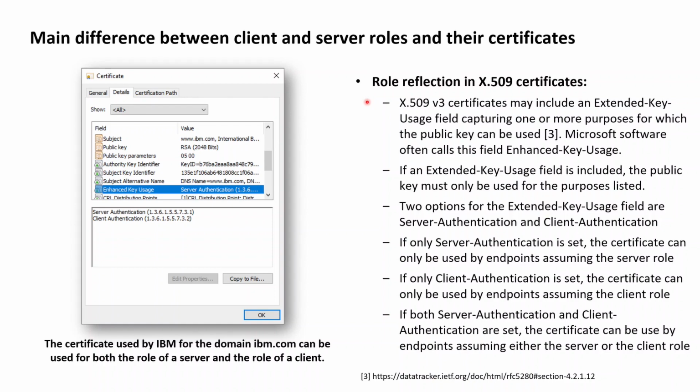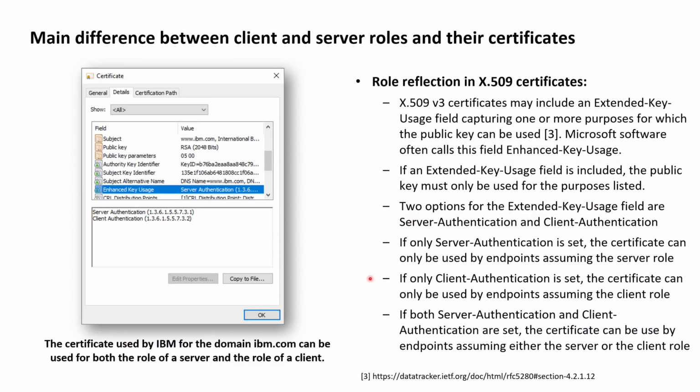If a version 3 X.509 certificate includes such an extended key usage field, then the public key contained in the certificate must only be used for the intended purposes listed in this field. Two of the intended purposes available to list within an extended key usage field are the purposes of server authentication and client authentication. If a version 3 X.509 certificate then only has server authentication set within its extended key usage field, then the public key contained in the certificate can only be used for authenticating an endpoint, assuming the server role within a TLS connection.